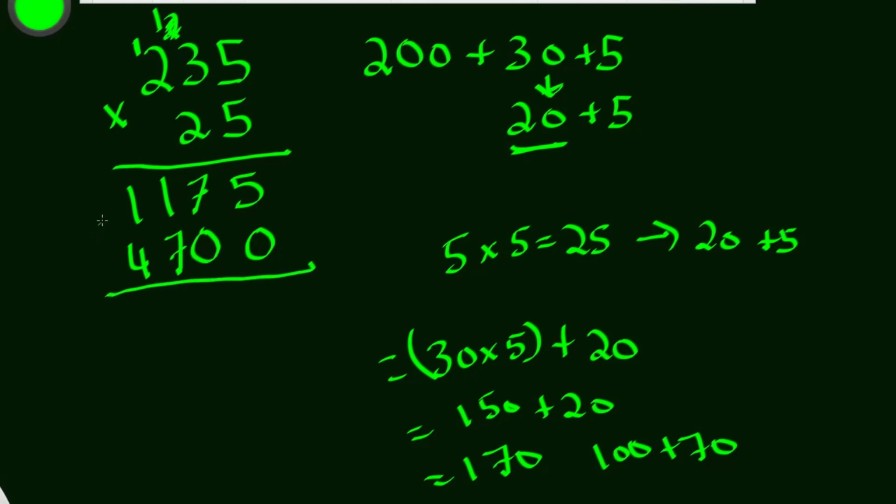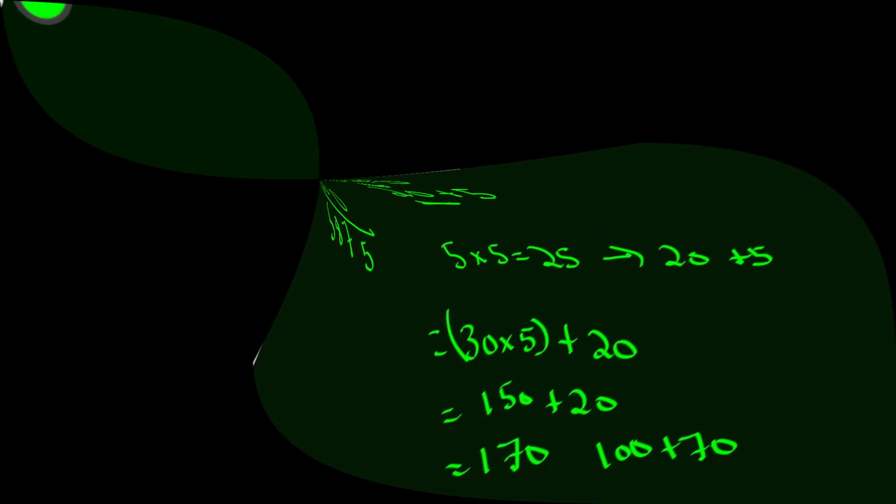Now I need to find the sum of these two numbers. 5 plus 0 equals 5. 7 plus 0 equals 7. 1 plus 7 equals 8. 1 plus 4 equals 5. 235 times 25 equals 5,875.